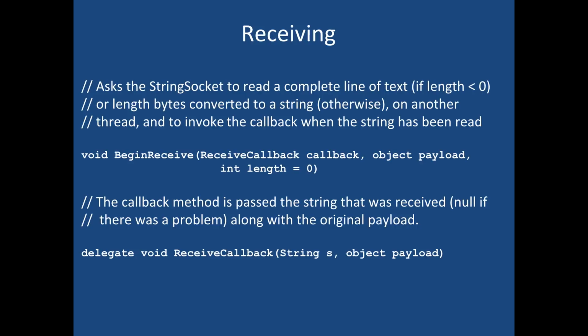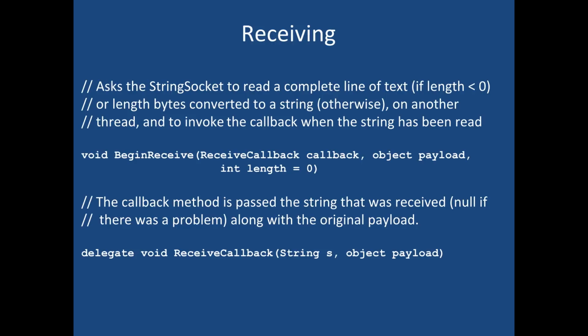And it reads a line of text. So if length is 0, what it does is it reads bytes from the socket until it has a complete line of text terminated with a new line. And then it sends that to the callback.